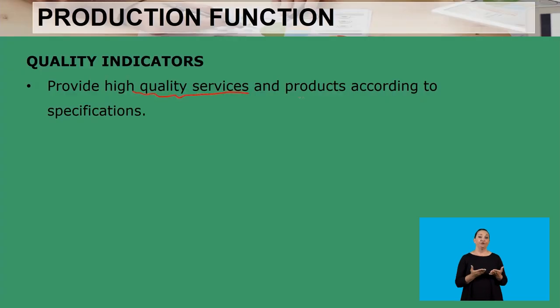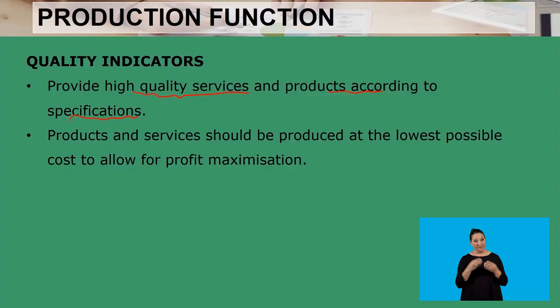One, provide high quality services and products according to specifications. Consumers can come and ask for specifications, so they should make sure that they produce according to those specifications, and then they will make sure that their customers are happy and they leave the business with so many smiles. Another way they can contribute to the success of the business is that products and services should be produced at the lowest possible cost.